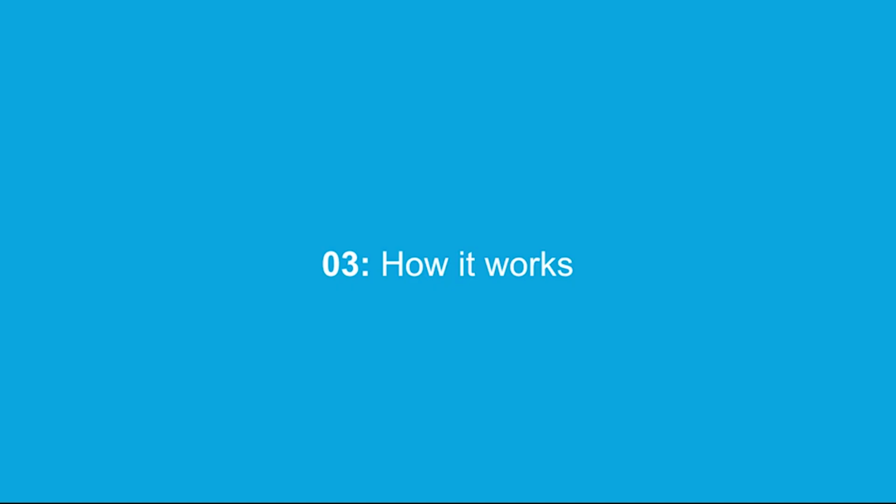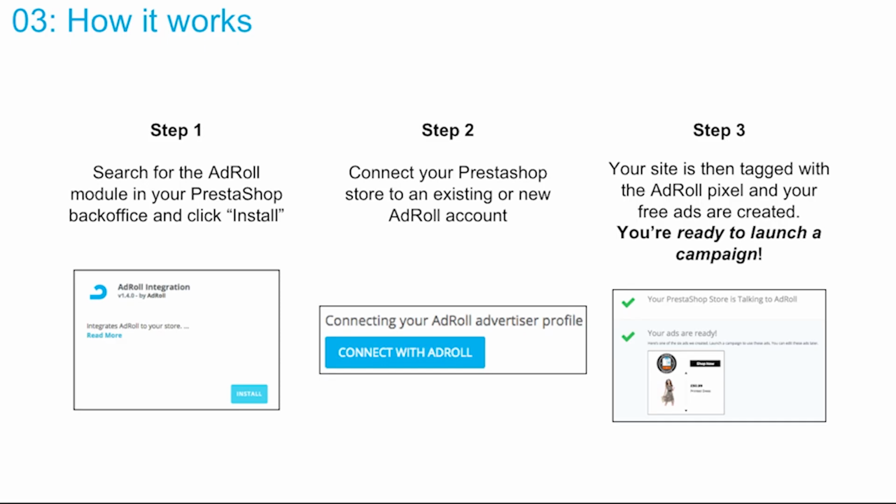Okay, now we'll go over how to connect your PrestaShop store with AdRoll within a few minutes. There are 3 easy steps here. First, we're going to want to search for the AdRoll module in your PrestaShop back office and click Install.